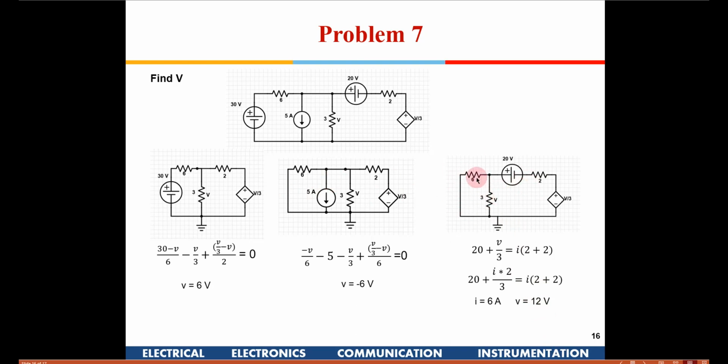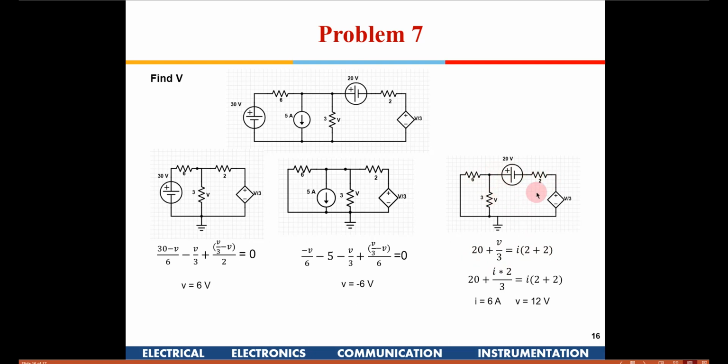This is 3 and 6, they are in parallel. So that comes out to be 2 ohms. That 2 ohms and 2 ohms are in series. So I into 2 plus 2, that is the voltage across these two resistors. Then you have 120 volt and you have V by 3. So this is the equation which is written. So how does this equation come? 20 volt. Okay, 6 and 3 has become parallel to 2.